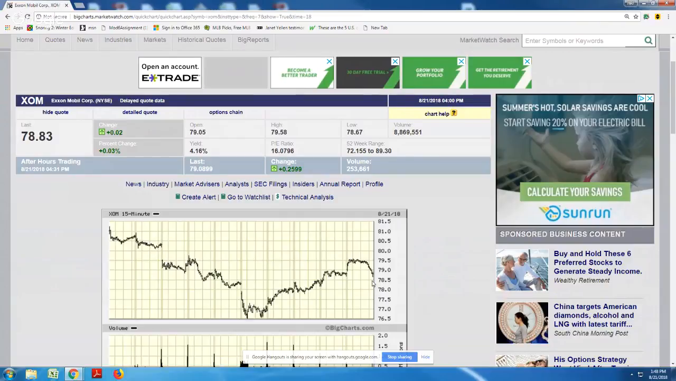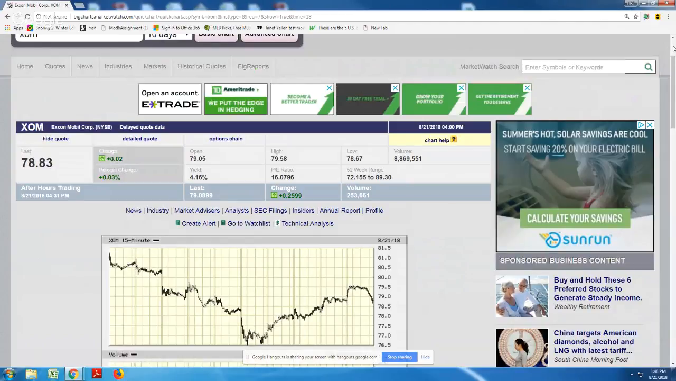So, filling that gap above 80, 81 would be constructive. And then getting above 84 would be very constructive. This might be something where you try to wait for momentum to kick in, unless you really feel strongly that energy and these things are going to start moving, then you'd want to take advantage of the discounted price off the 52-week high of 89.